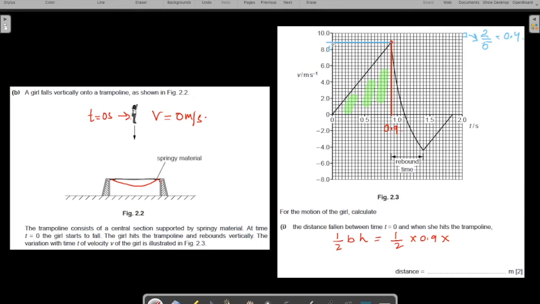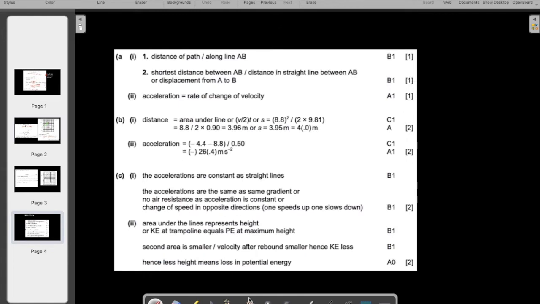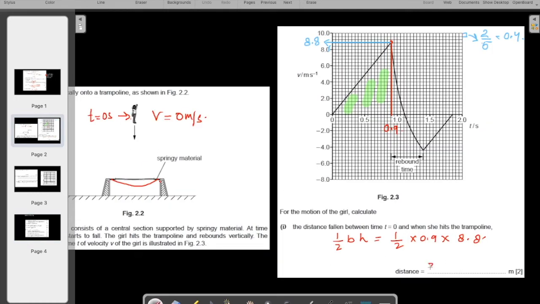So 2 blocks is how much? 8. So this is 8.8. These are simple things that you should know about reading the graph, right? So here you have 8.8. When you solve this, you'll get your answer. Let us tally with the mark scheme. Are they also doing the same thing? Area under the line, which is 8.8 times 0.9 divided by 2, 3.96 or 4 meters. 3.96, or approximately equal to 4 meters. That should be your answer.